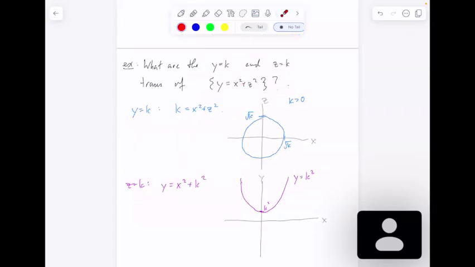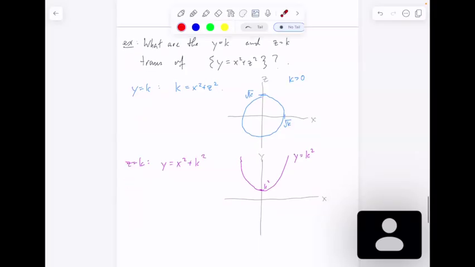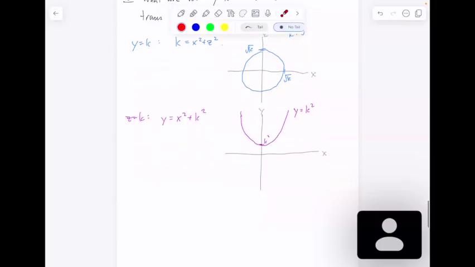For x equals k, you just get y is equal to k squared plus z squared. If you put y and z here, you get a similar parabola for the k trace. So I didn't ask for that one. How does this fit together? This fits together like the following.